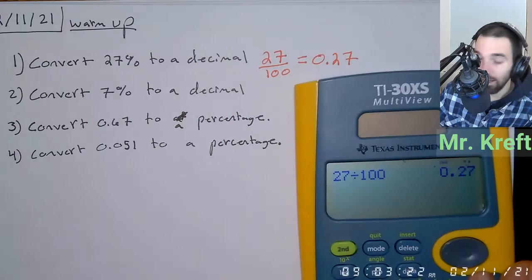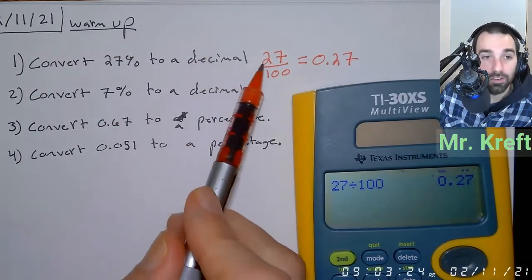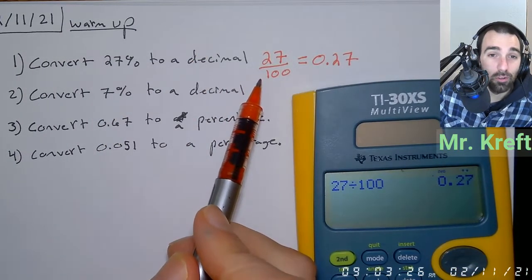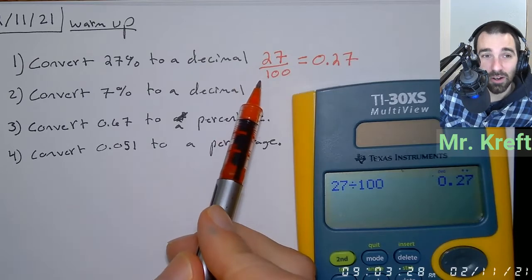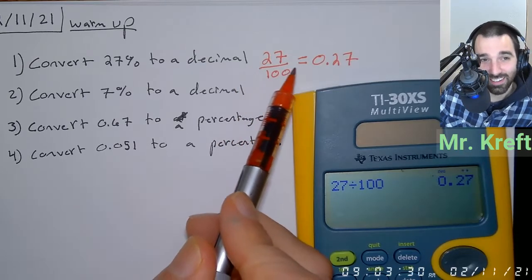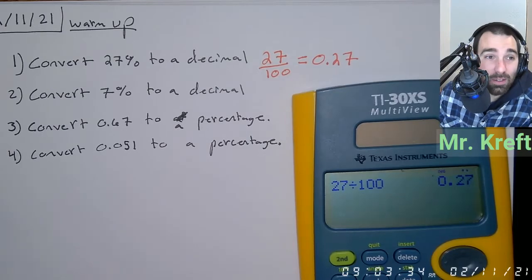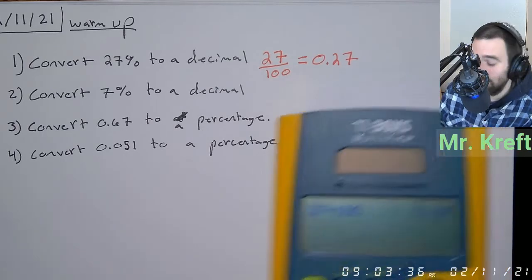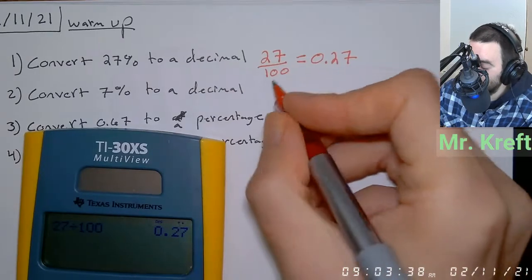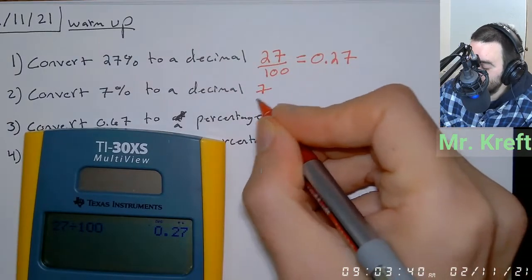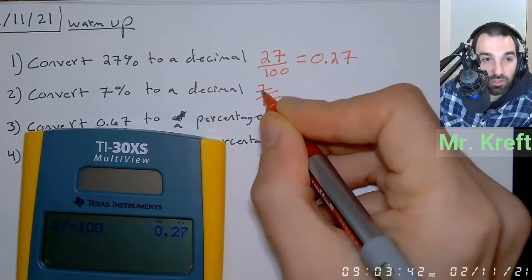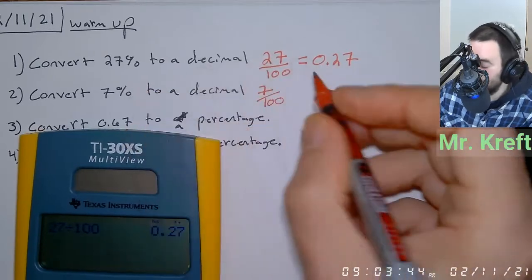I think it's really nice to think of a percentage as out of 100%. So it's 27 out of 100%. That's 0.27. And that's a really easy way to remember how to get from percentages to decimals. So again, for 7%, that is 7 out of 100, right? So it's 7 out of 100, that's 7%.